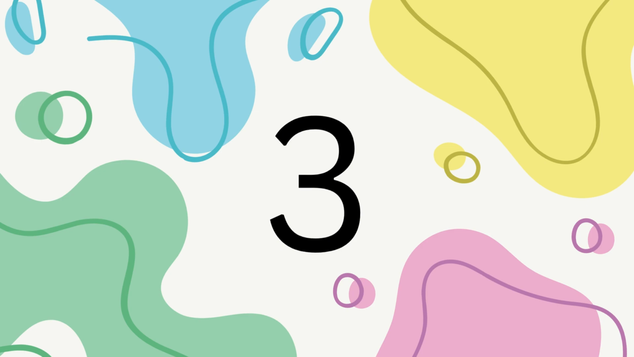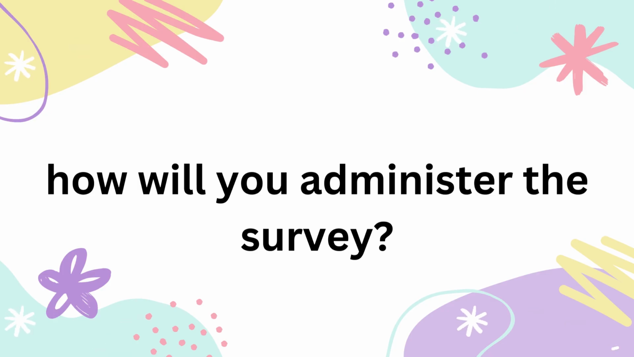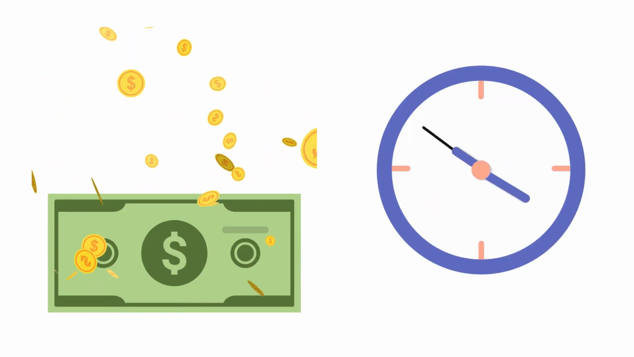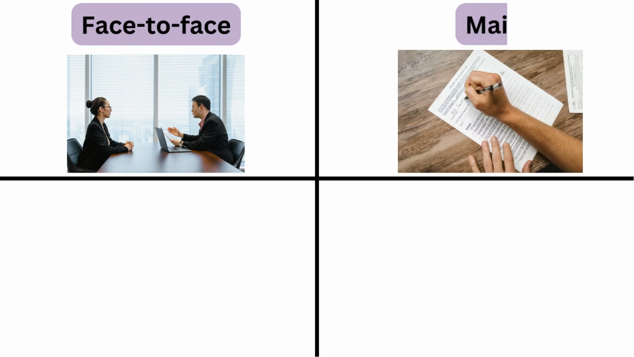For the final step, ask yourself, how will you administer the survey? Each survey is unique, but it all depends on the time, money, and resources you have. There are 4 different methods you could choose from. Face-to-face surveying. This involves physically interviewing the respondent. The second method you could choose is mailed surveys. This involves mailing a survey to the sample households.